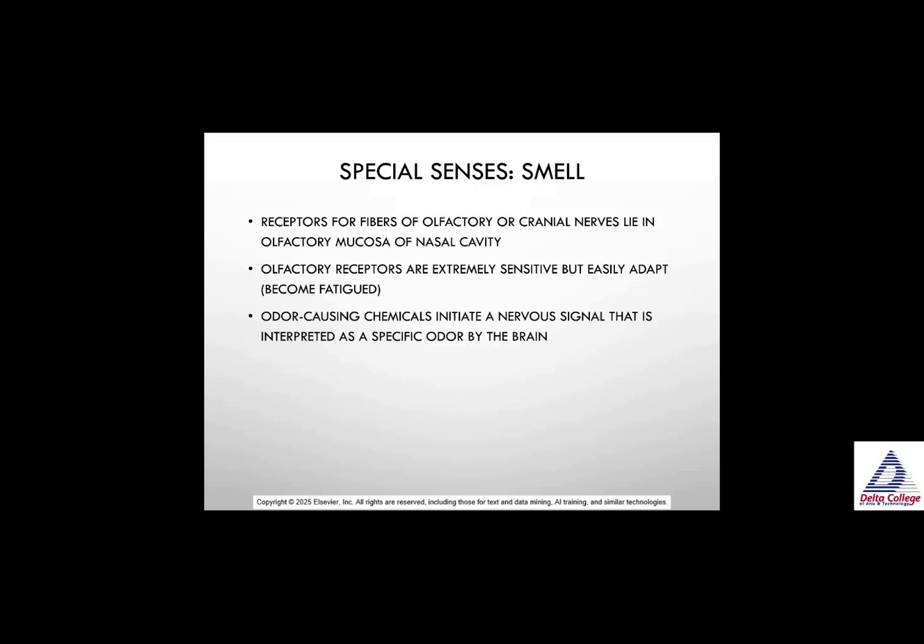Odor-causing chemicals initiate a nervous system signal that is interpreted as a specific odor by the brain. That's how we can determine that, I smell coffee or I smell flowers or whatever. The brain associates the sensations with certain smells.